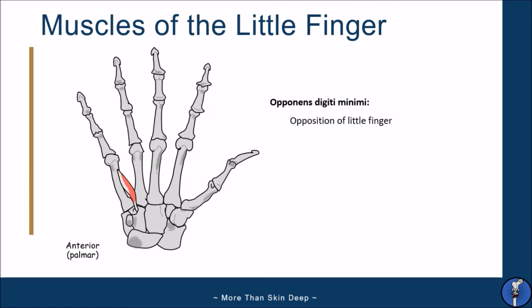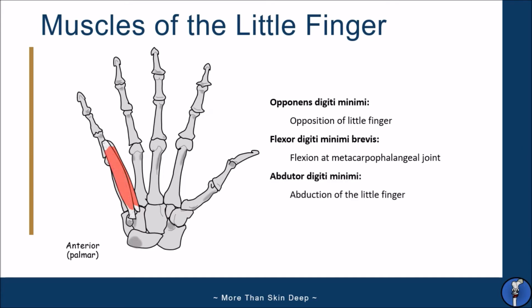It rotates metacarpal 5 to oppose the little finger, although to a much lesser degree than we see in the thumb. Next is Flexor digiti minimi brevis, which also originates from the hook of the hamate to insert into the medial part of the proximal phalanx. It flexes the metacarpophalangeal joint. It should be noted that in most people there's no Flexor digiti minimi longus, and that it actually only exists as a rare anatomical variation. So we only actually have brevis.